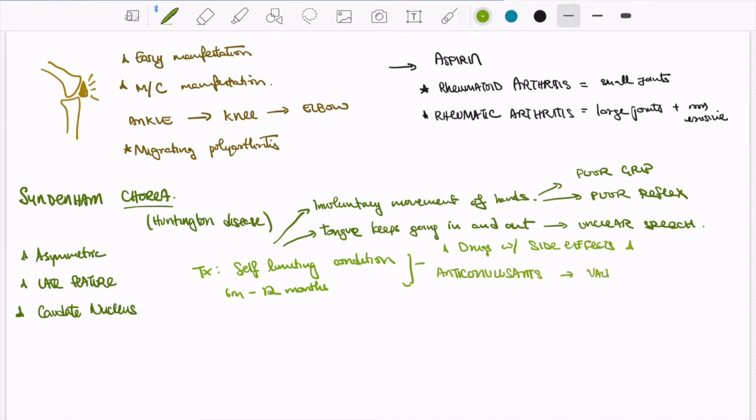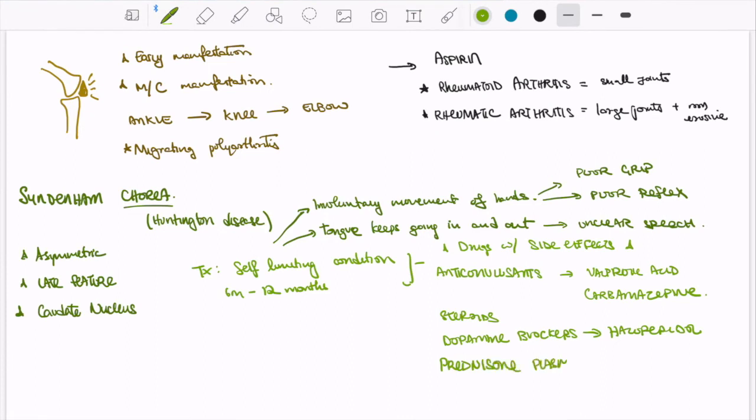Anticonvulsants such as valproic acid and carbamazepine have shown to be effective. Steroids are widely used. Dopamine blockers such as haloperidol are effective and well tolerated on a small dose. Prednisone, plasma exchange, and IV immunoglobulin injections can also be given.